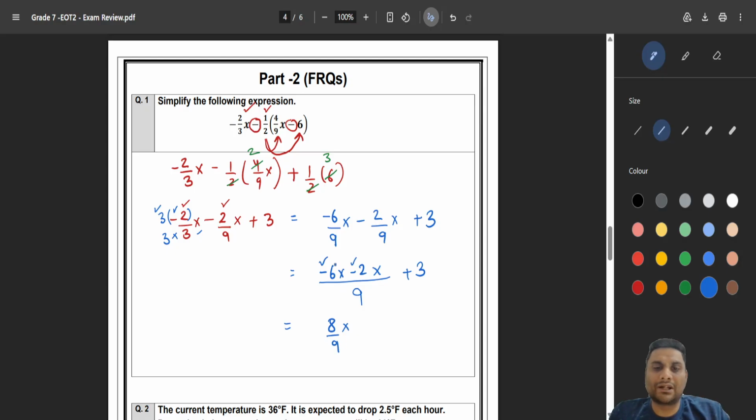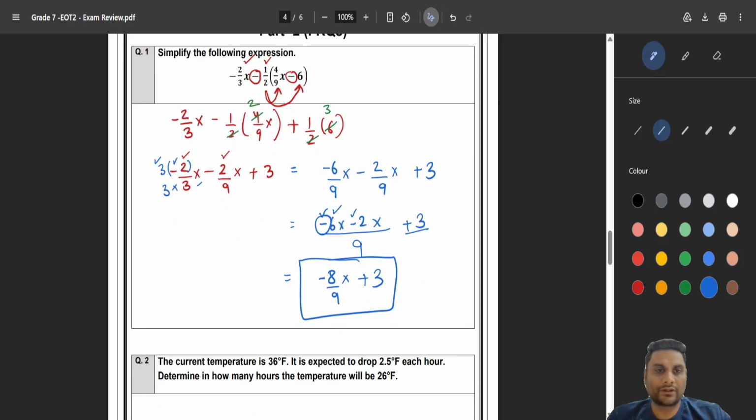We take the sign of bigger number. Because this is plus minus, so we will take the sign of bigger number. 6 is bigger, it has minus. So this will be minus 8x over 9. Then plus 3 here, so plus 3 here. Khalas, this is the answer. If you solve like this in the exam, you will get full marks.